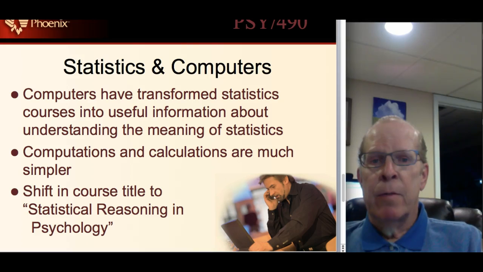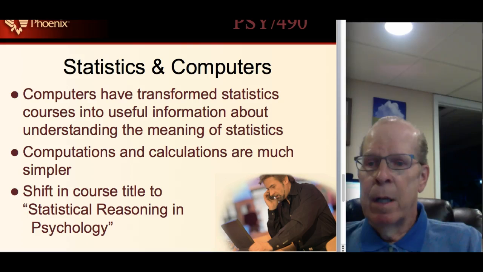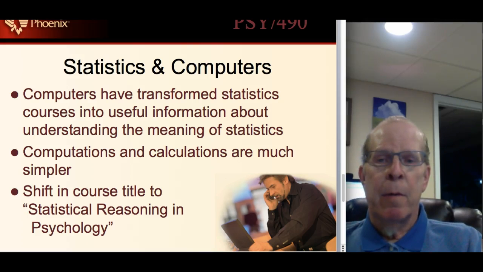Computers today have transformed statistics courses into useful information about understanding the meaning of stats. The computations and calculations are just a lot simpler to do. And thus you even see the shift in the titles of some of these courses, like the course that you took, which was probably titled Statistical Reasoning in Psychology. And that was on purpose. That was to differentiate it from being a course about computations.